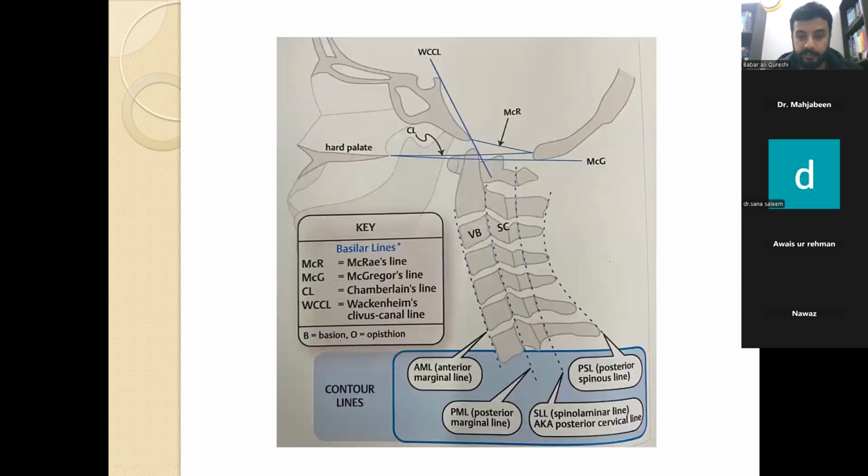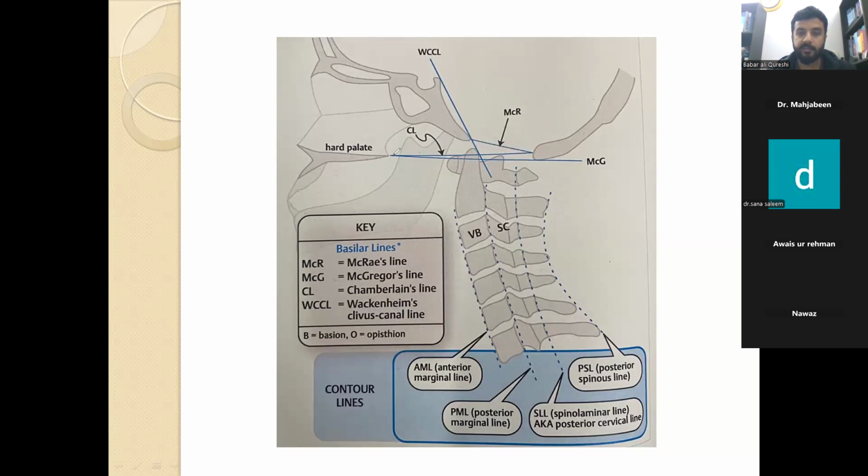Okay, now the lines that I was talking about. We'll not go into the detail of all these lines. This will become a bit complicated. So important lines are the McRae's line, which extends from the clivus to the opisthion. This is McRae's line. This basically is the opening of the foramen magnum. The structures of the brain should not come down below it. The structures of the spine should not go beyond it. That's why this line is very important. This is an imaginary line.